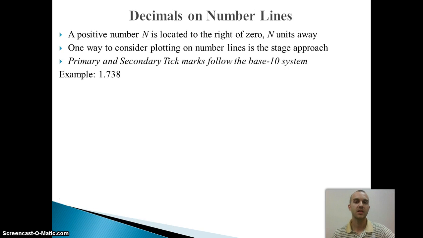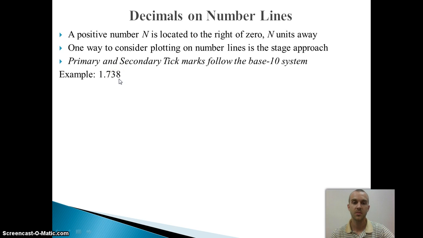Now when I want to plot numbers on the number line, it's still located in units away from 0. So one way I can consider doing it is using the number line in a stage approach, where I'm going to actually use the notion of the base 10 system to help me get down to the very exact location of where that number is on the number line. The big thing to remember is that our primary and secondary tick marks are going to follow that base 10 system.